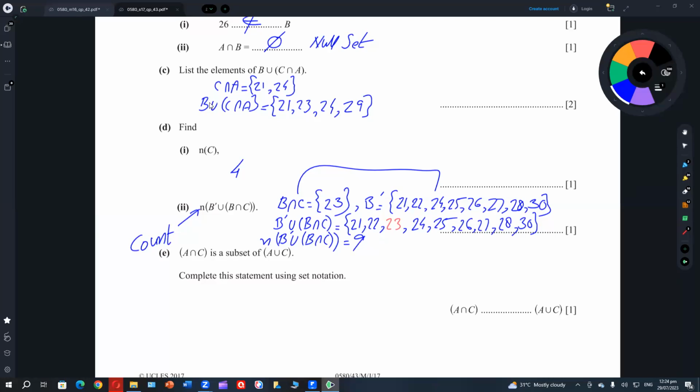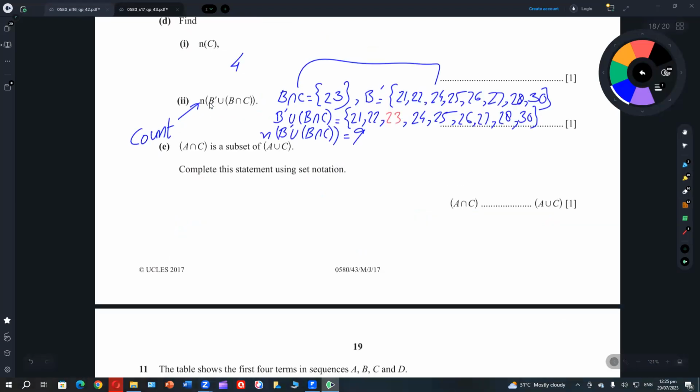A intersection C is a subset of A union C. Complete this statement using set notation. What is the symbol for subset? Is this the symbol? Is it right? Yes. This is the symbol for subset.